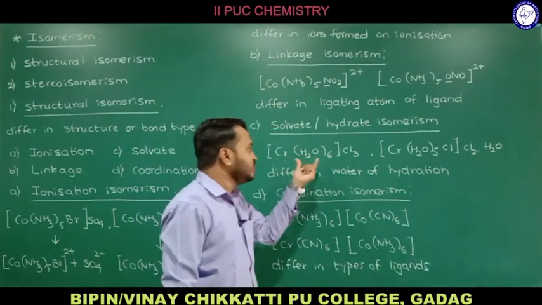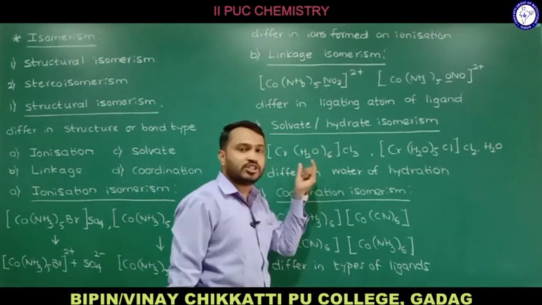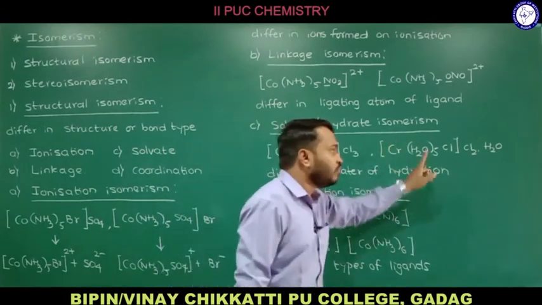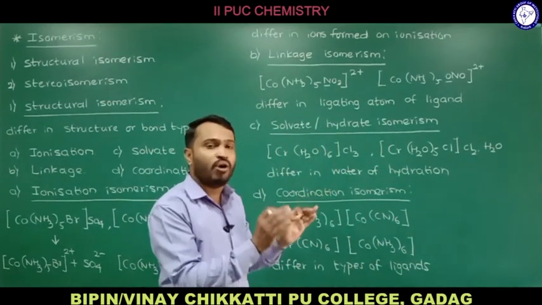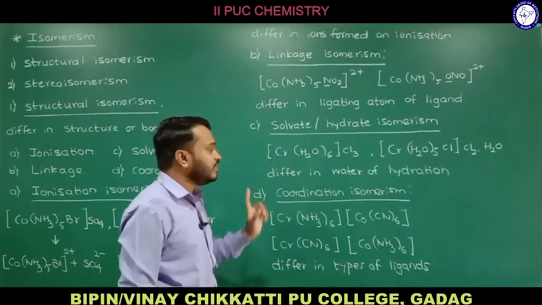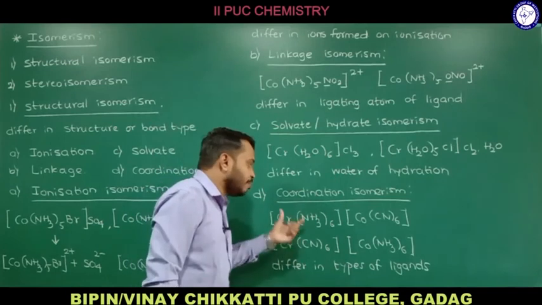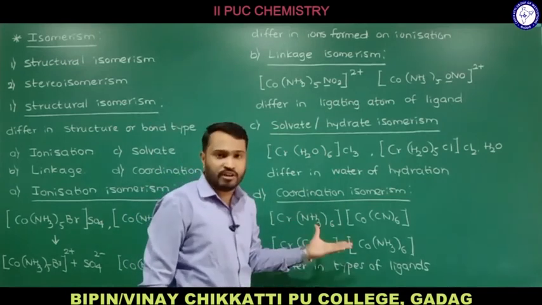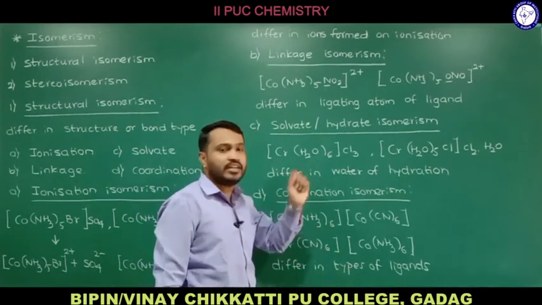In case of this particular compound, in the coordination sphere we have 6 H2O, in the other coordination sphere we have 5 H2O. The water of hydration is going to differ, therefore these two belong to solvate or hydrate isomerism. In this particular example the type of ligand is going to differ, therefore these belong to coordination isomerism.